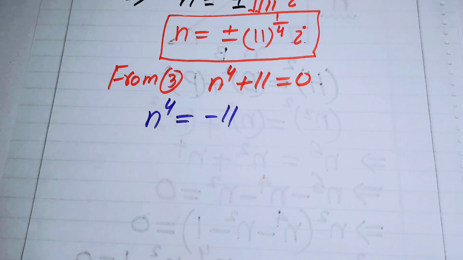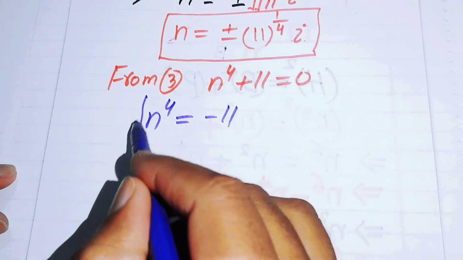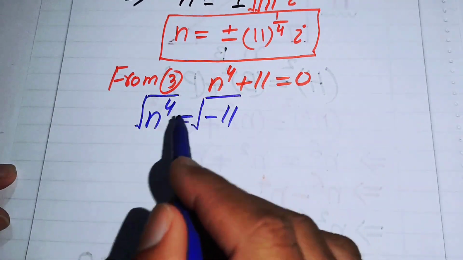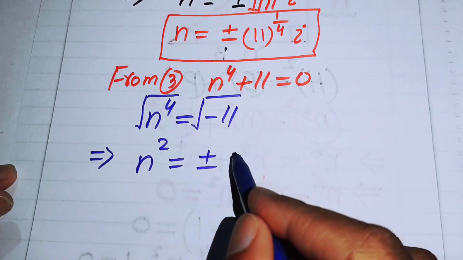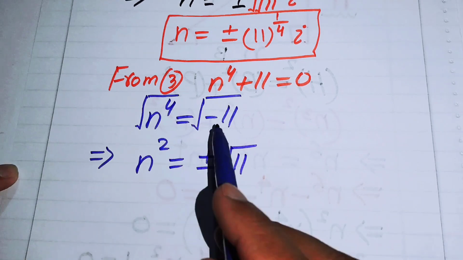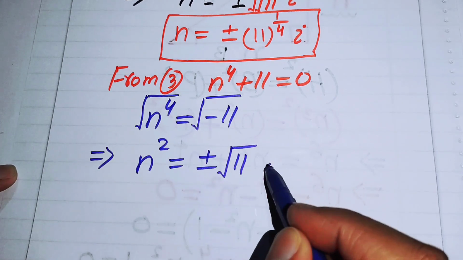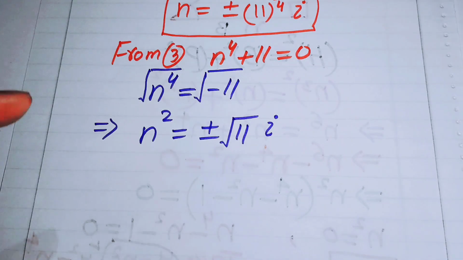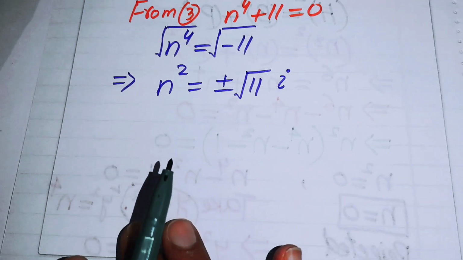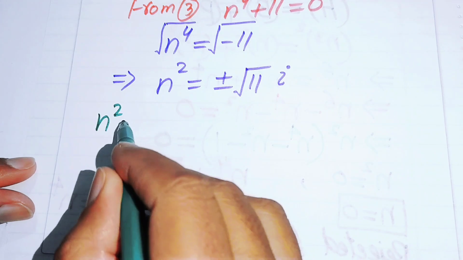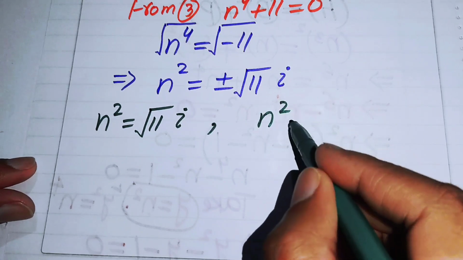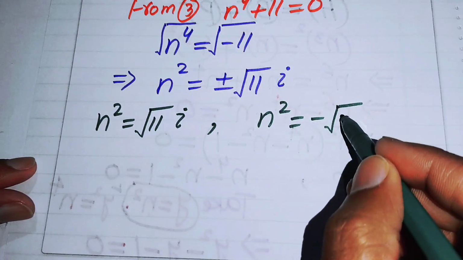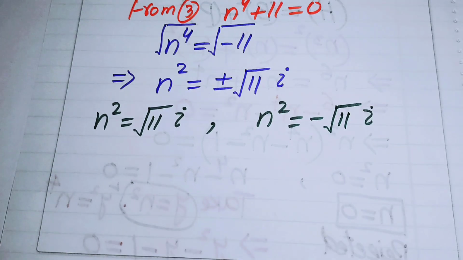And now we will take the square root on both sides of this expression. So you will get here n squared equals plus minus square root of 11, and you see here we have a negative sign under the square root, so it equals iota. So here we have again two cases. Our first case is we write the positive term, which is n squared equals square root of 11 iota, and the second case is we write the negative term, which is n squared equals minus square root of 11 times iota.